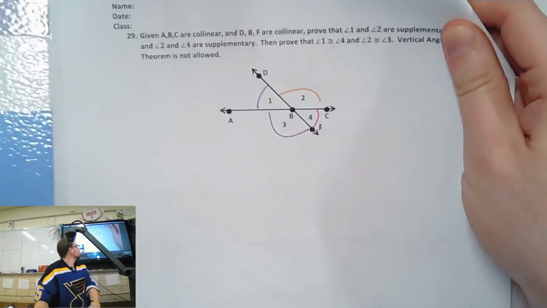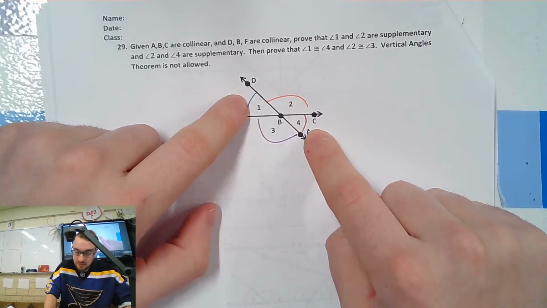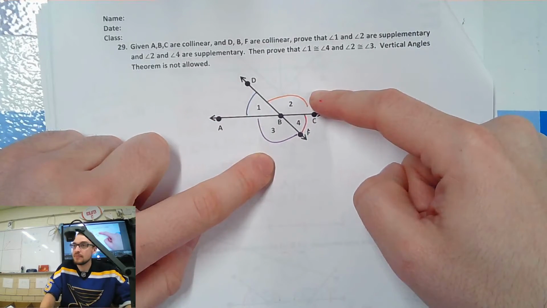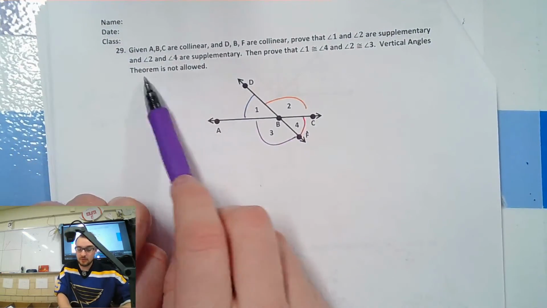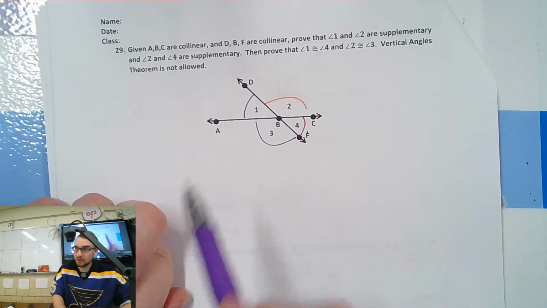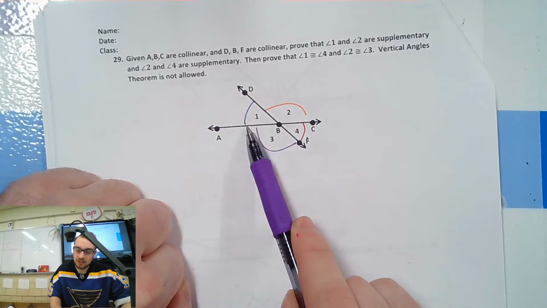29 is complex, but here's the idea. I want to prove that 1 and 4 are the same, and 2 and 3 are the same. So first off, don't use vertical angles. I said you can't use them, right? Not allowed to. So here's what we're going to do. We're going to prove the vertical angles theorem, essentially. We're going to say 1 and 2 are supplementary by LPT.